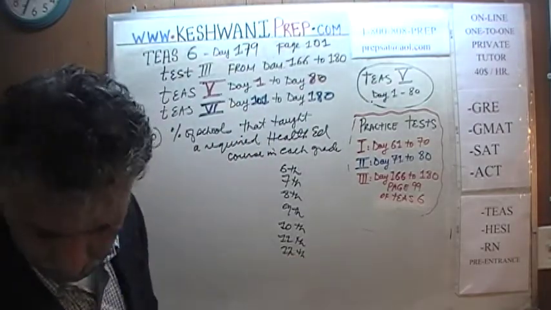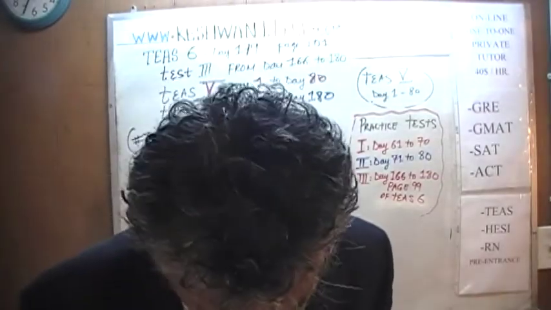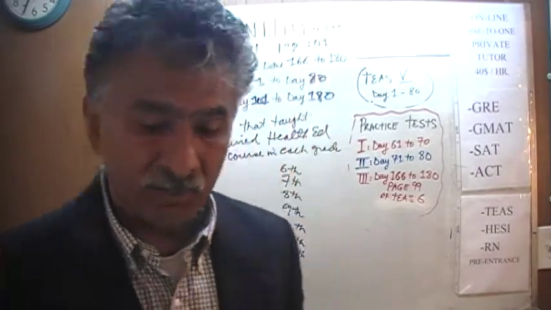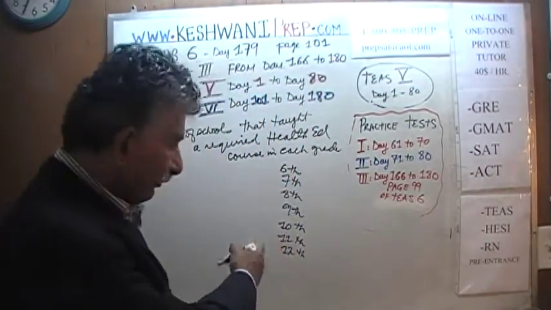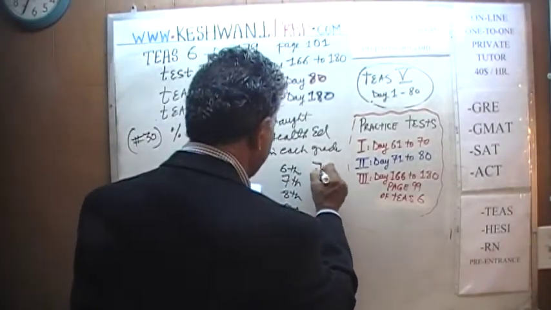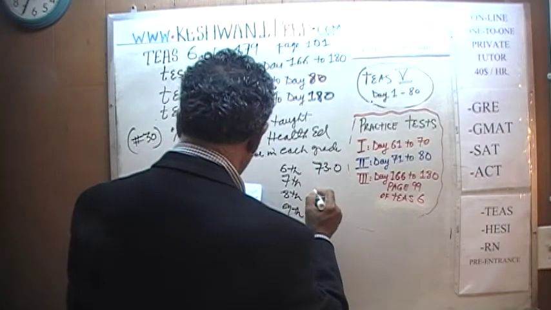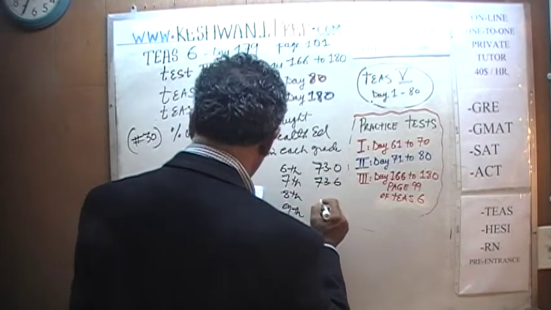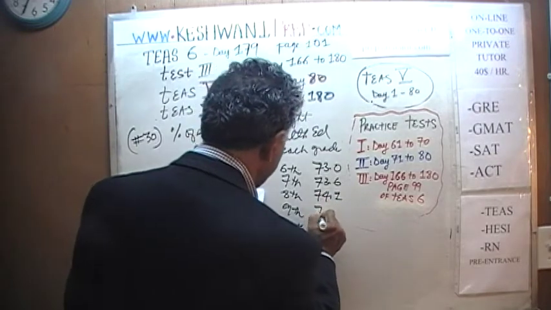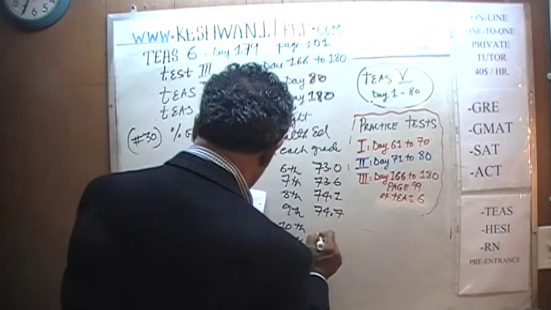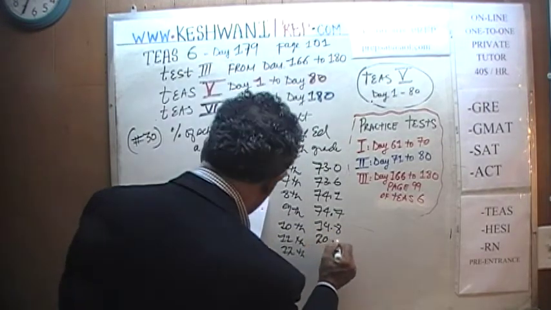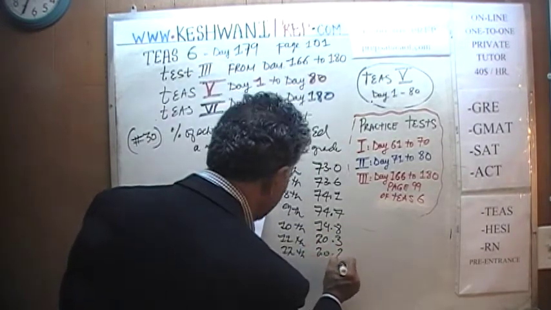I want to look at the book to see if they actually give you the data, or if they show us the bar graph. So I'm taking the observations from the bar graph. For the 6th grade, you will see it was 73%. For 7th grade, it was 73.6%. Then we have 74.1%, and then 74.7%. And then 19.8%, it just drops, 20.3% and 20.2%.